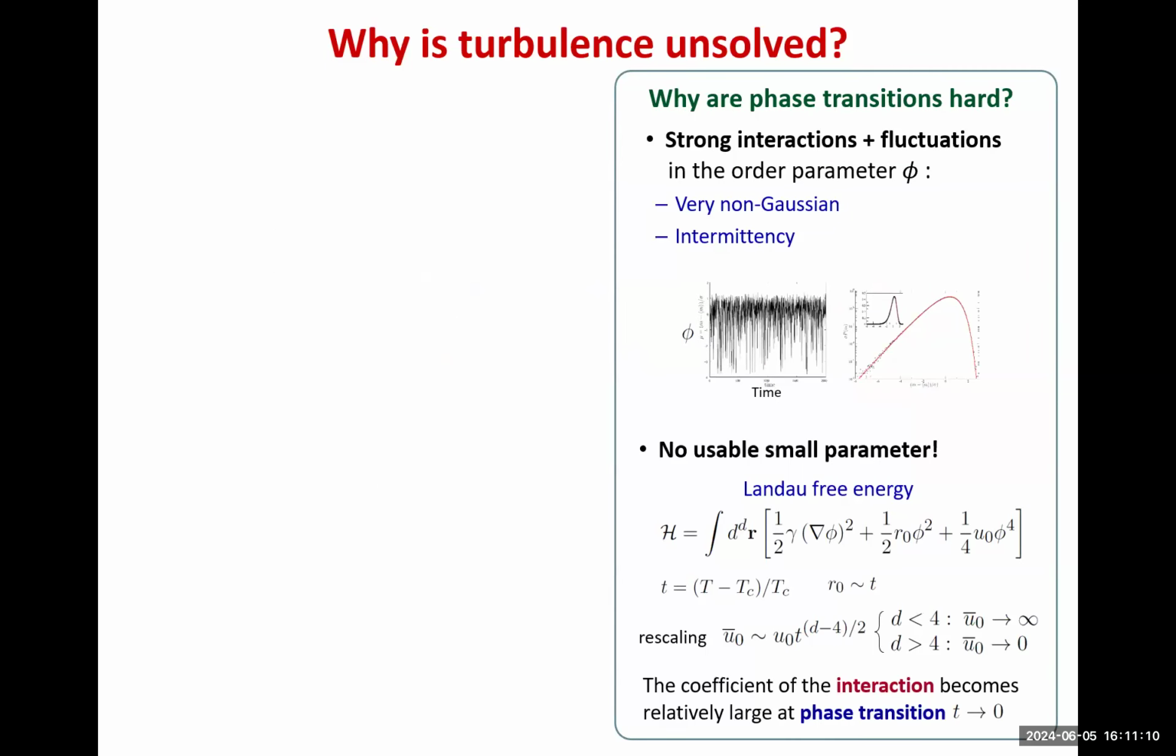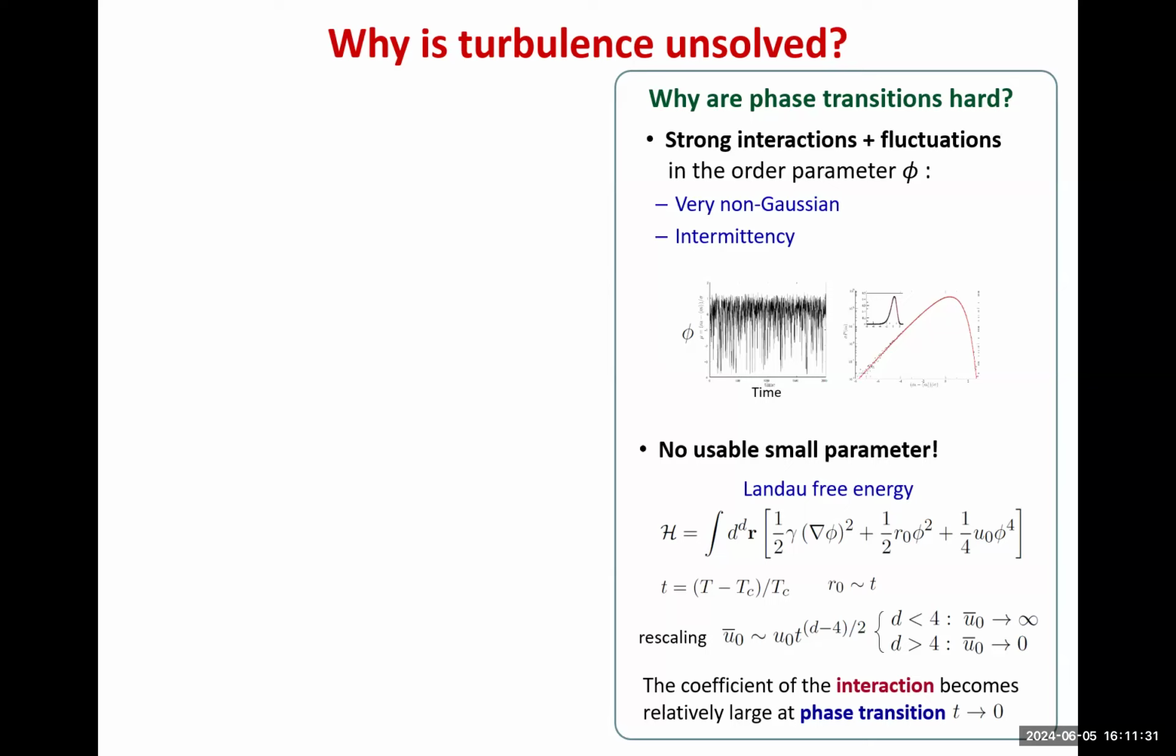So, okay, why are phase transitions hard? Okay, so we did this in the first quarter of this course. So what we learned was that phase transitions have an order parameter. The order parameter near the transition is strongly fluctuating, and it's non-Gaussian, and it is intermittent, so I can measure it for a good distribution that looks like this.